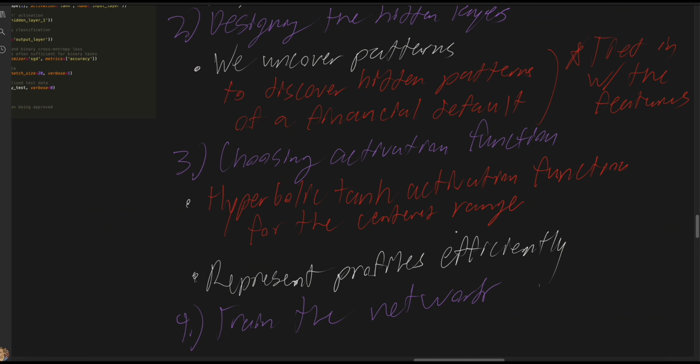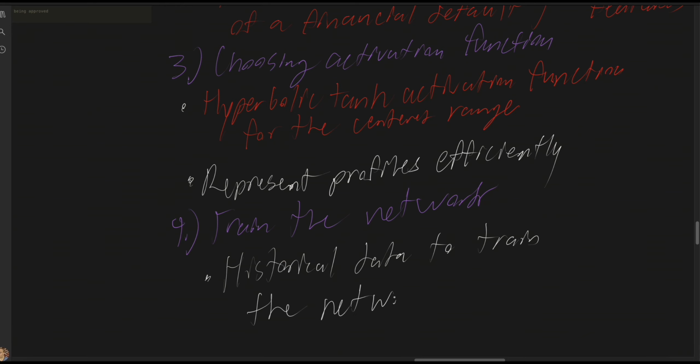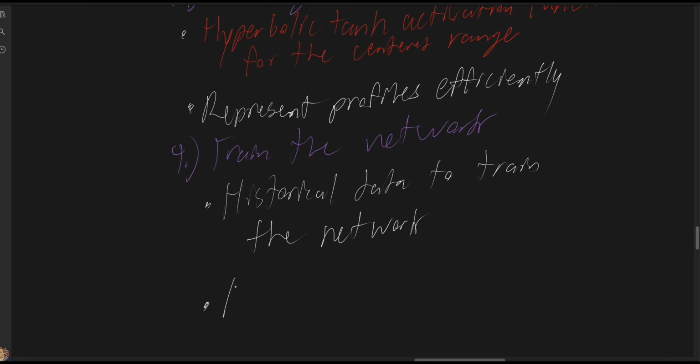Then the fourth step is that we train the network. The bank's historical data trains the network, so we use historical data to train the network, adjusting weights and biases through iterations.